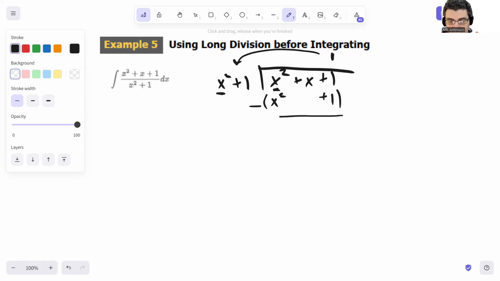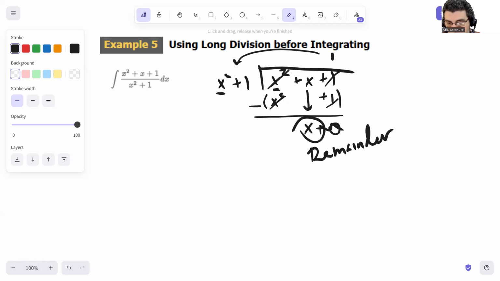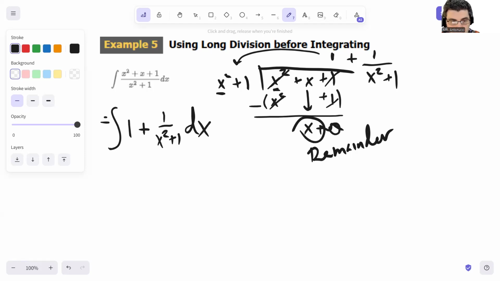Then you subtract just like we did in old school long division, and you get 0, and then you bring down anything that's left over, and you just have x. X has a lower degree than what you're trying to divide by, so this is your remainder. And you write that, since it's positive, as plus 1 over whatever the divisor was. In this case, it was x squared plus 1. So our integral becomes the integral of 1 plus 1 over x squared plus 1 dx.